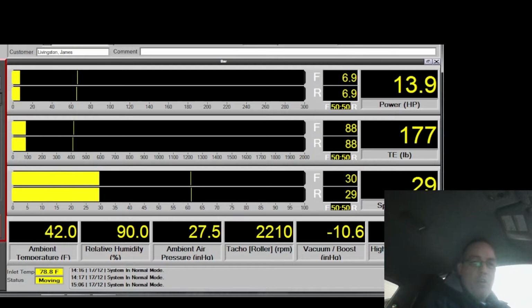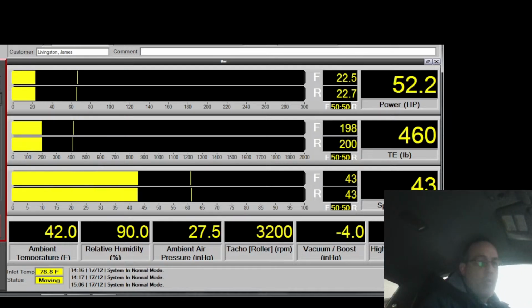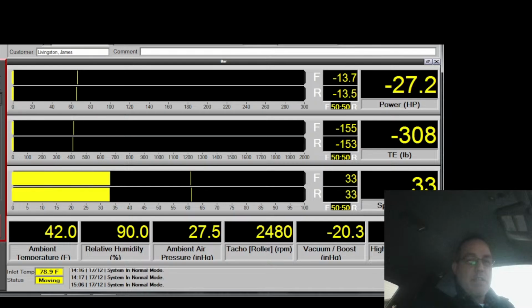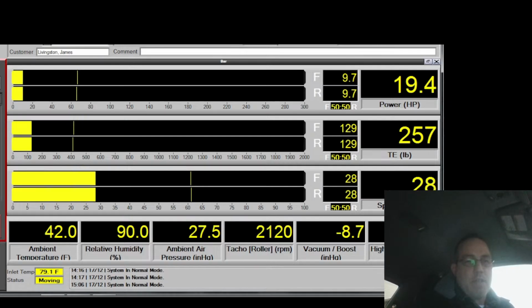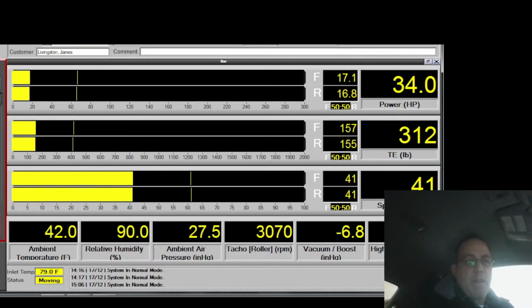Now right now it feels really smooth. Ooh, tip-in's aggressive. Tip-in's too much. I tipped that in and it went negative 25 and it hesitated on me. So I've got to pull a smidge out of the tip-in. Let's see. Yeah, that's a little aggressive.